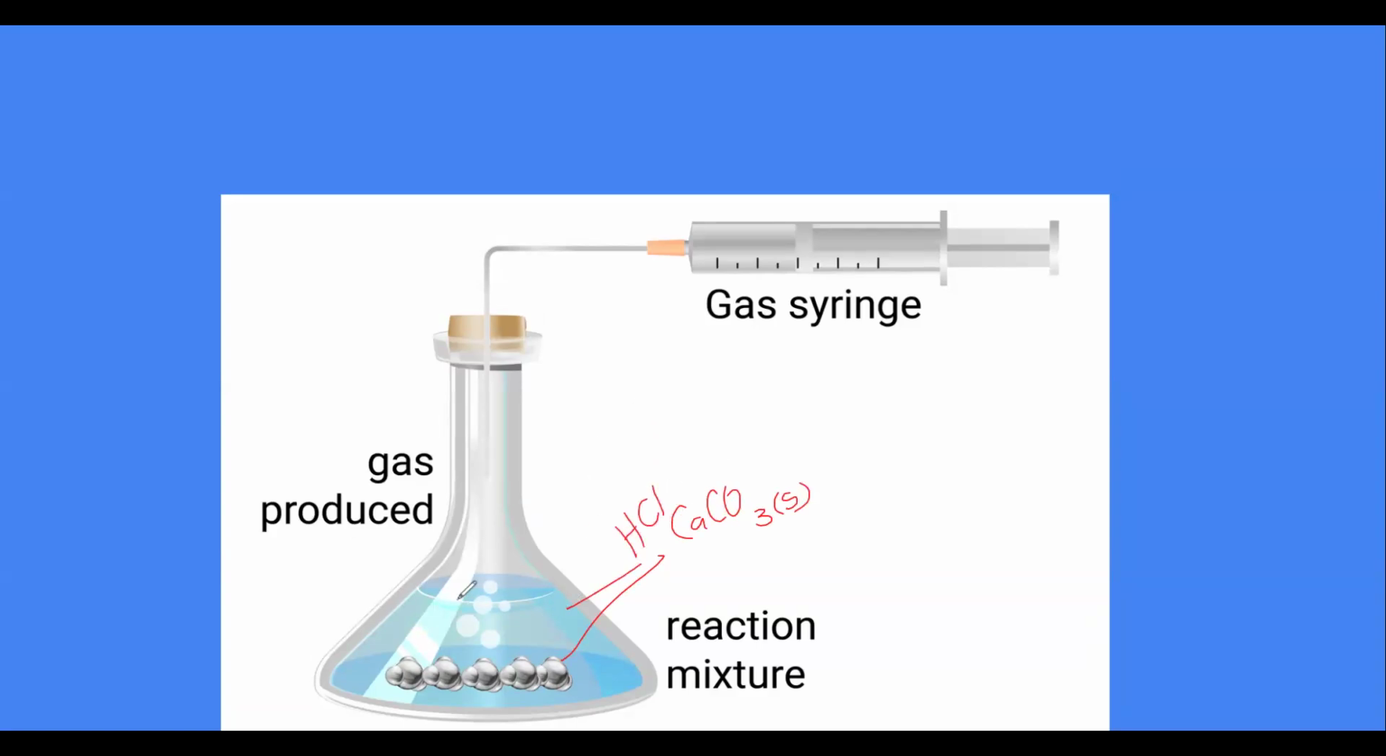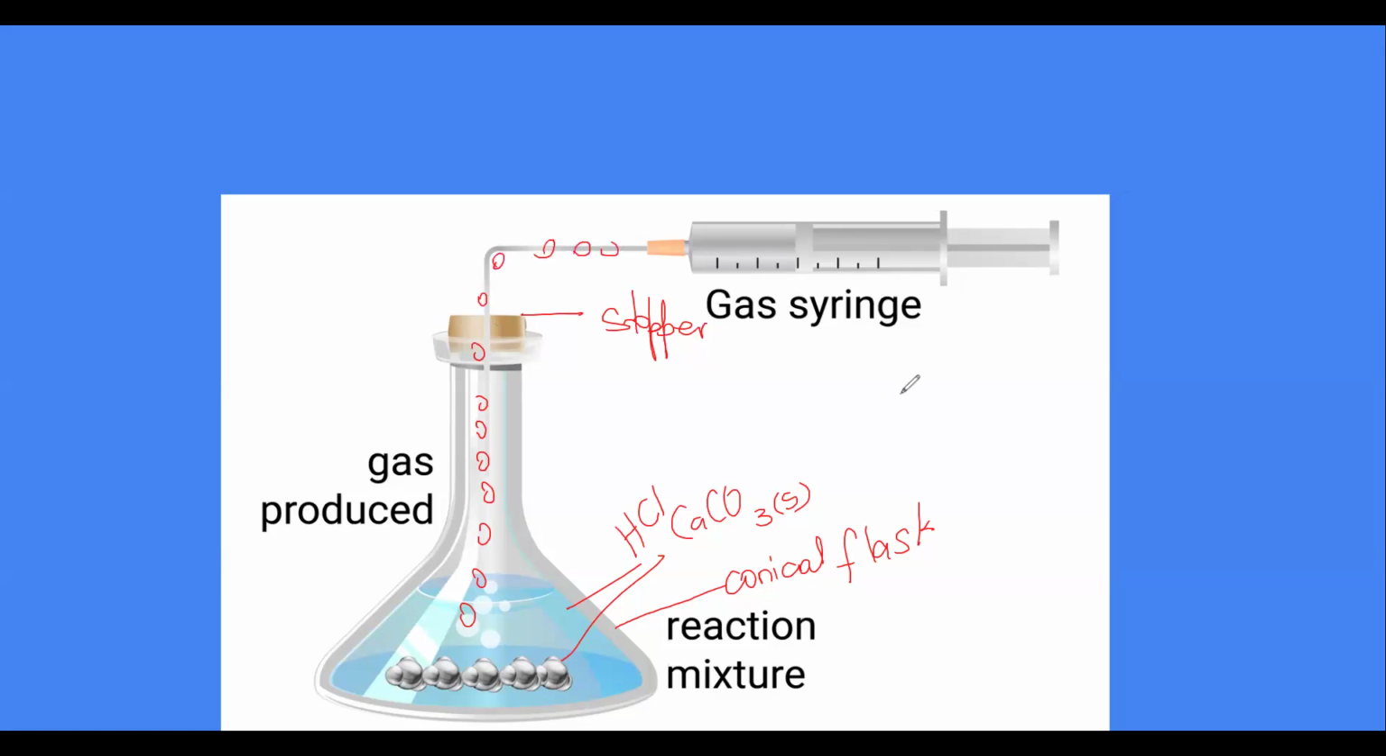So it's reacting. As it reacts, the gas, which is carbon dioxide, is going to go into the gas syringe. This is a stopper, syringe, and the reaction is taking place in a conical flask. Should be able to label this. As the carbon dioxide evolves, it is going into the gas syringe.